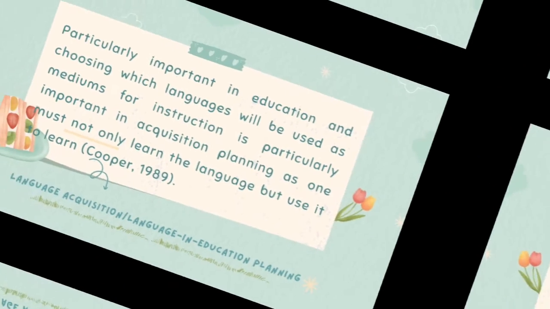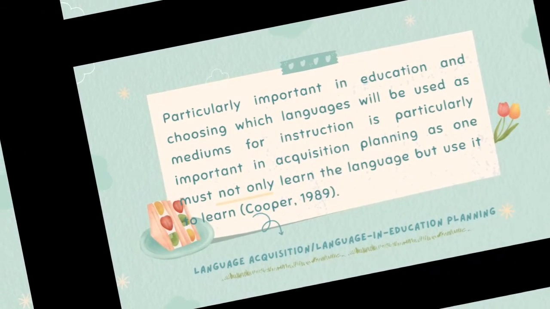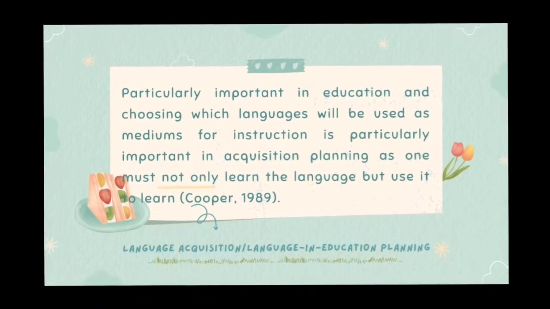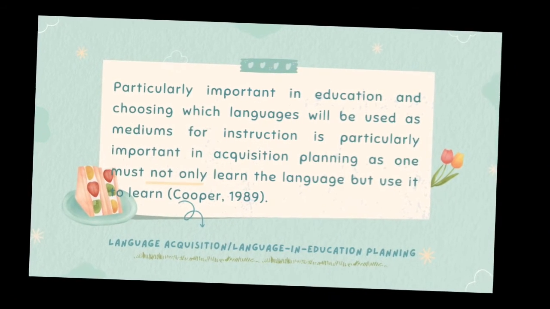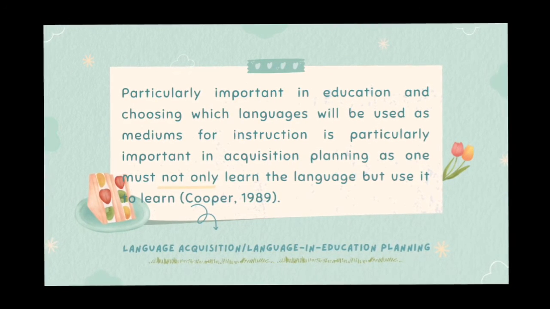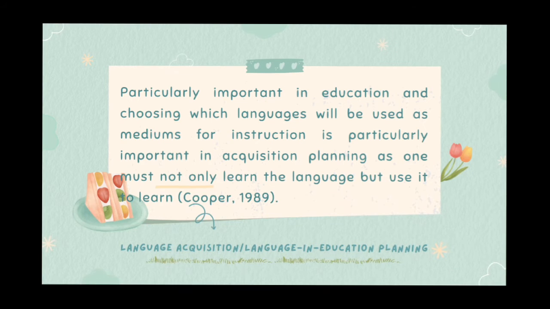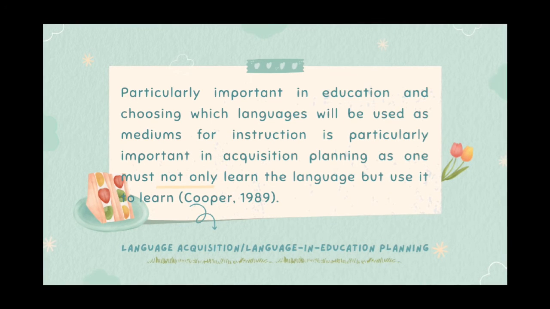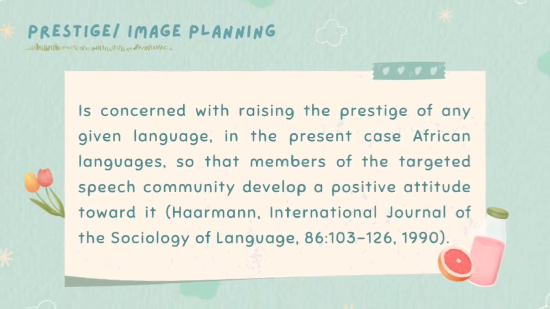And then the next one is language acquisition, or education planning. It is particularly important in education and in choosing which languages will be used as mediums for instruction, as one must not only learn language but use it to learn. So as I've said, education planning is basically related to education. It is about decisions of which languages are going to be taught in schools as academic language or as a second language.